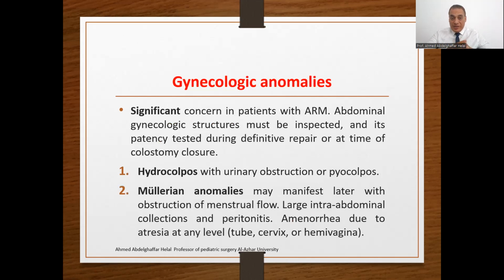Gynecological anomalies may be a significant concern in the patient with anorectal malformation. The abdominal gynecological organs must be inspected and their patency tested at the time of the definitive repair or colostomy closure. There may be hydrocolpos with urinary obstruction, or Mullerian anomalies, maybe a duplicated vagina or duplicated uteri, and this will need an intervention at a certain age when menstruation starts to occur.